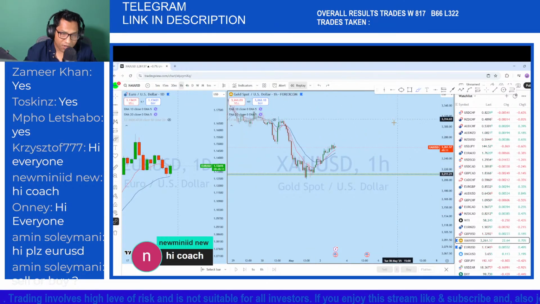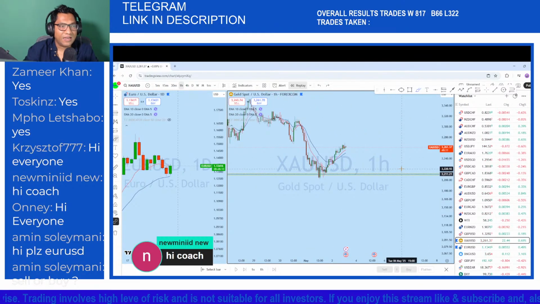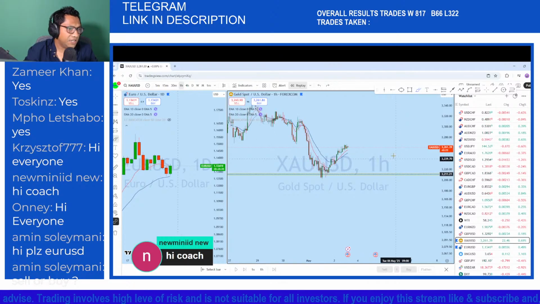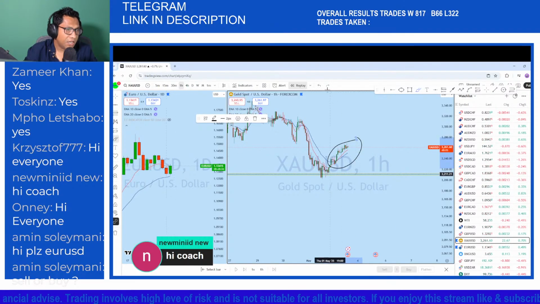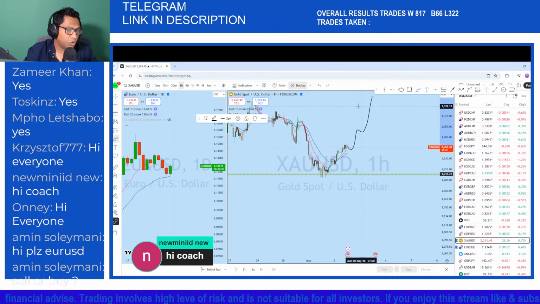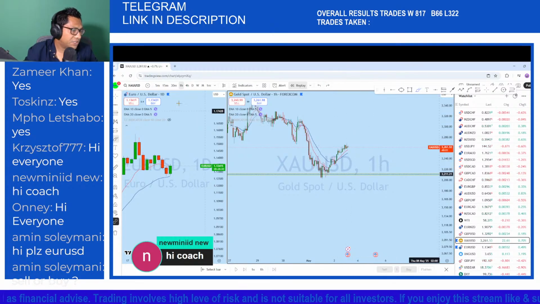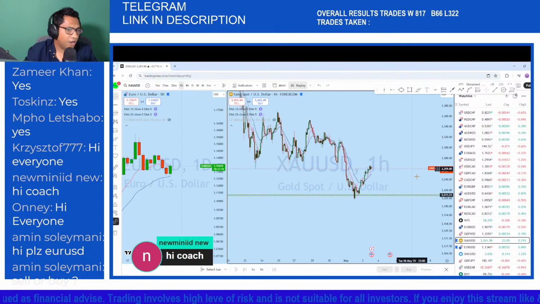From the 1-hour, if we look closely, it's still maintaining a bullish market structure in that zone, which is a possibility for the market to potentially trend back to the upside to create a new higher high in this market.